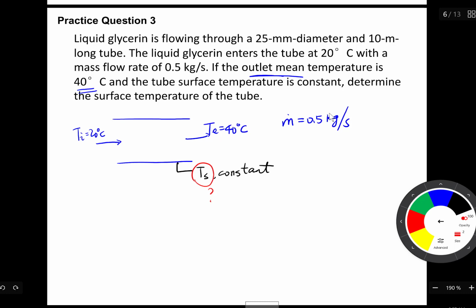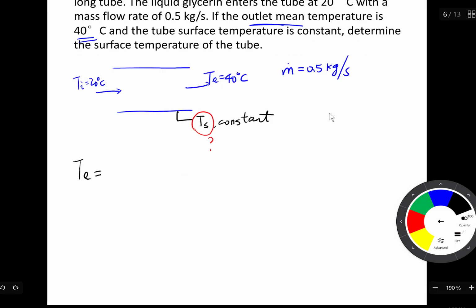So at this point, which question comes to your mind? Ts is constant. We have two temperatures. We want the third one. Yes, this is the equation.